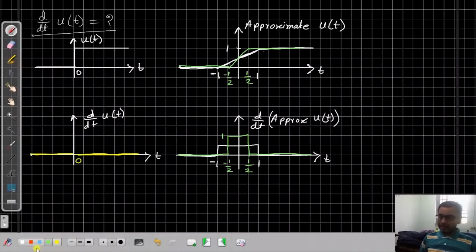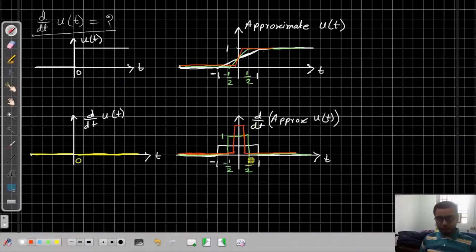This way I can keep drawing better and better approximation of u(t), which goes up faster like this. And therefore the derivative will also look like this: 0 before some point t equal to minus something, and after some point it will again be 0, but within that narrow region it will have a high value.